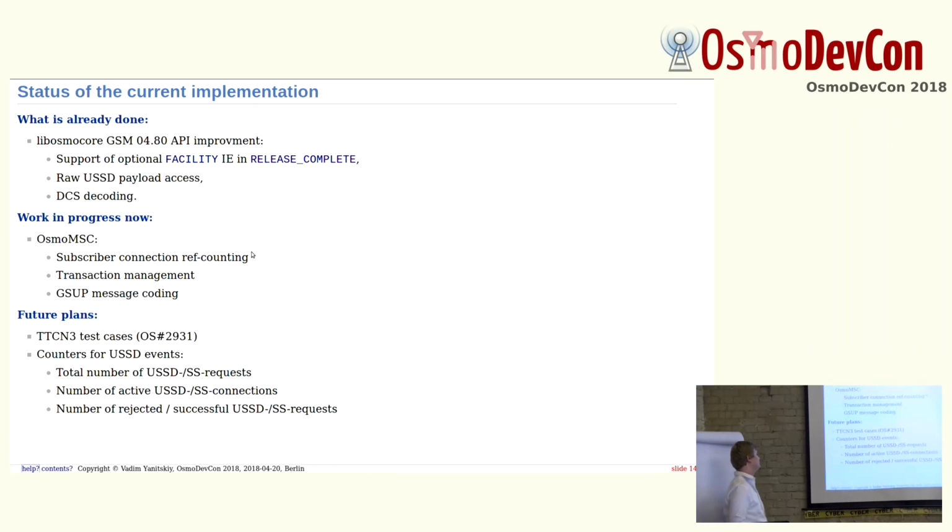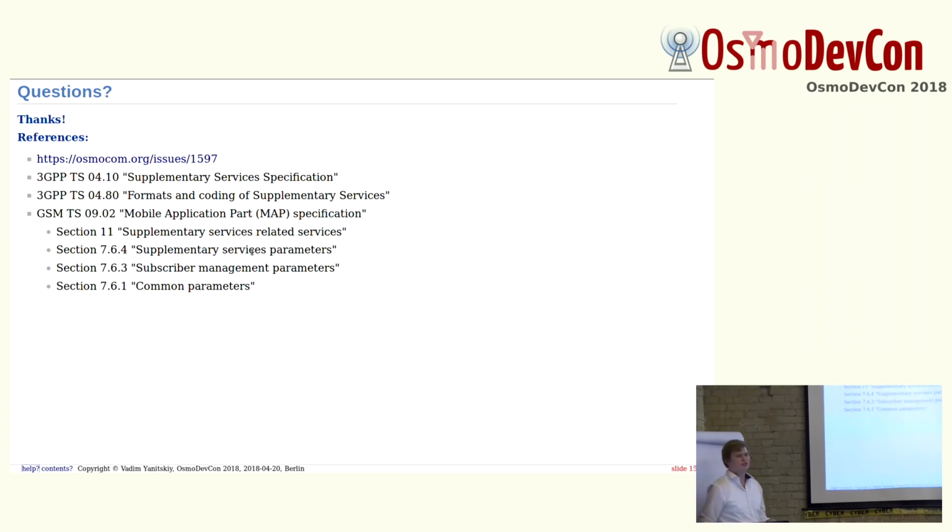There is also an idea to implement counters for USSD events. For example, the total number of USSD requests, the number of active USSD connections, and the number of rejected or successful USSD connections. And yeah, thanks for your attention. If you have any questions, feel free to ask me. And these are some specifications you can read to get some background about this topic.